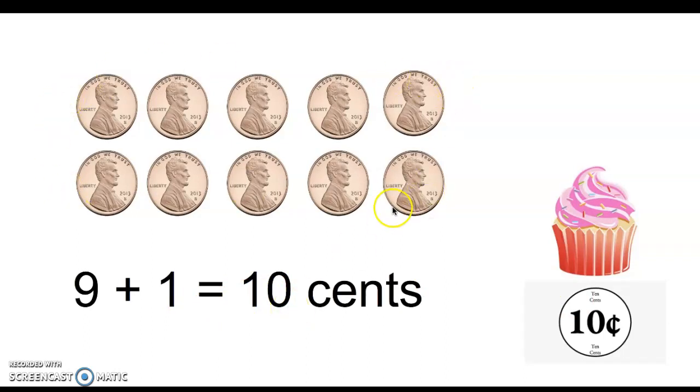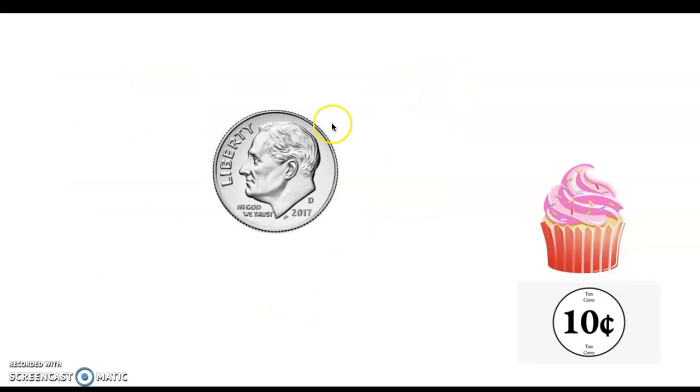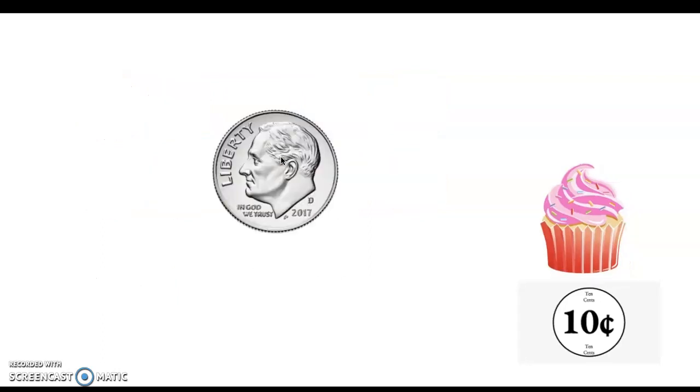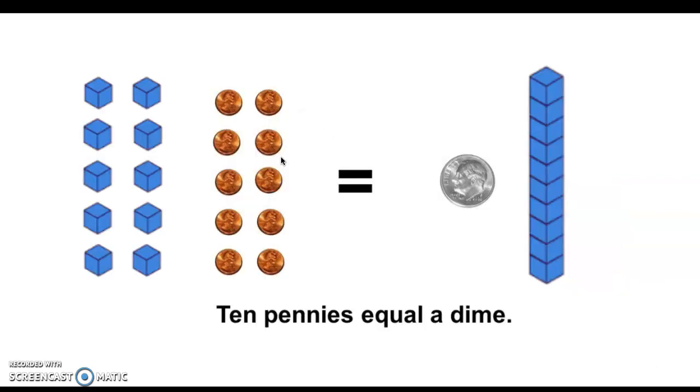So 10 pennies we talked about is the same as 1 dime. So if I had 10 pennies, I could buy the cupcake, or if I just had 1 dime, I could also buy the cupcake because they're both worth 10 cents. So remember we talked about this yesterday. If I have 1, 2, 3, 4, 5, 6, 7, 8, 9, 10 pennies, I have the same amount of money as I would if I just had a dime. So I could either pay for the cupcake with 10 pennies, or I could use 1 dime because they're both worth 10 cents.